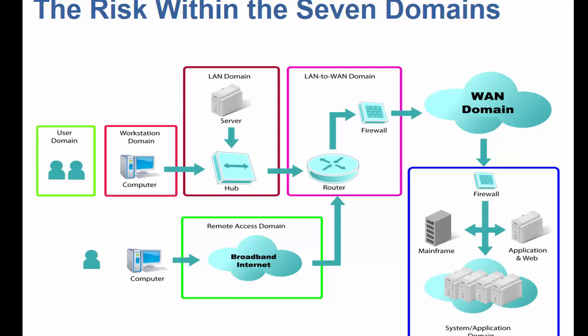So basically the diagram on your screen shows the 7 risks within the 7 domains. So let's look at the user domain. We've already talked about this.